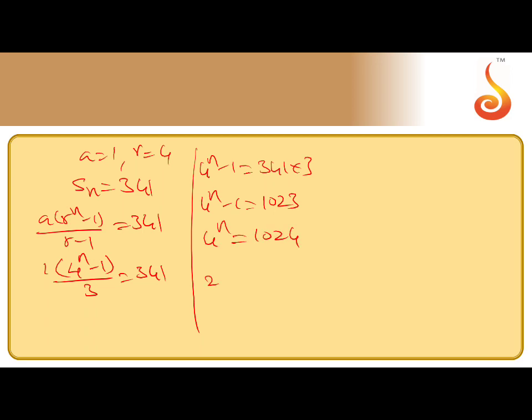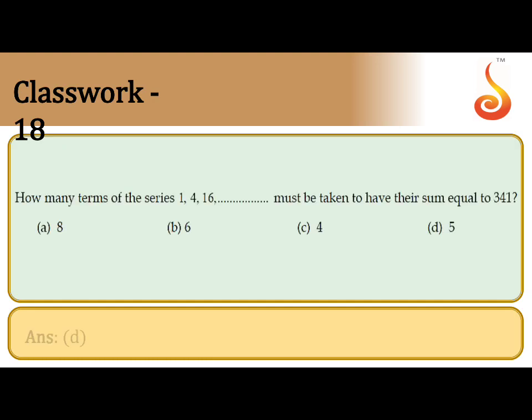Here 4 power n is 2 power 2n. This is 2 power 10. You know 2 power 10 is 1024. So the bases are the same, equating powers, the value of n is 5. I hope this one is clear. That is the answer for this question: n equals 5. Next, check the answer. Option D is correct.